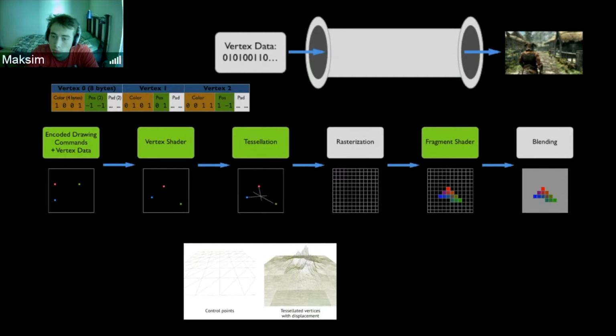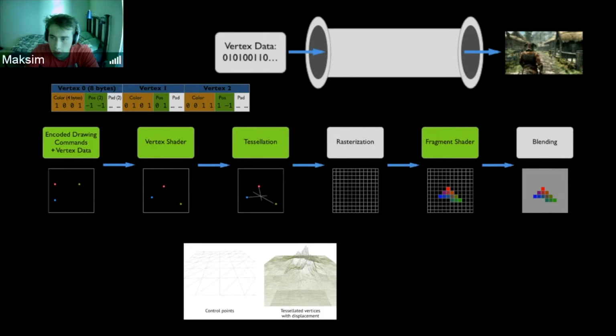And once you figure out what pixels you need to color, that's when the fragment shader comes in. The fragment shader runs on every fragment, on every single pixel on your screen, and then you can manually adjust the color for every pixel based on what the rasterizer came up with.